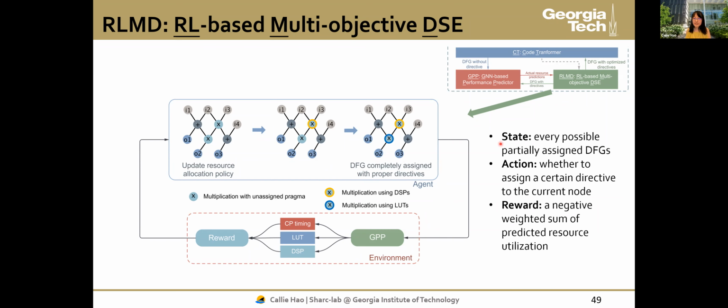Here, the state is every possible partially assigned data flow graph. The action is, of course, whether to assign a certain directive to the current node or not. For example, in this step, we are looking at this node and we make a decision: do we assign it or do we not assign it? And the reward is a negative weighted sum of the predicted resource utilization. It depends on what you want to optimize, and of course, you can tailor and customize your own reward function, whether you want to optimize LUT better or you want to optimize the critical path timing better.